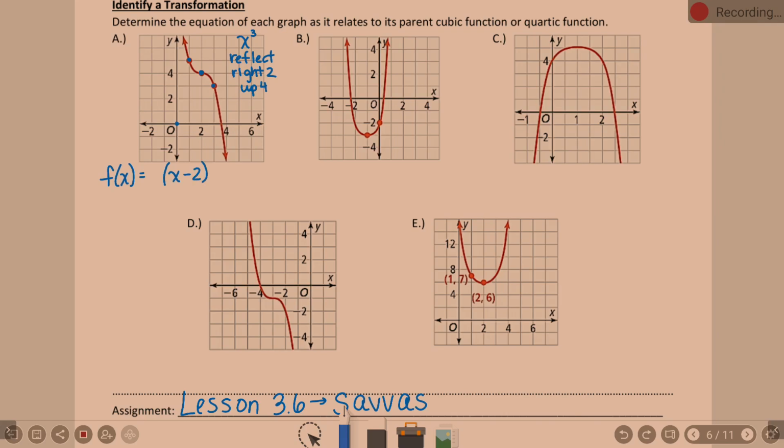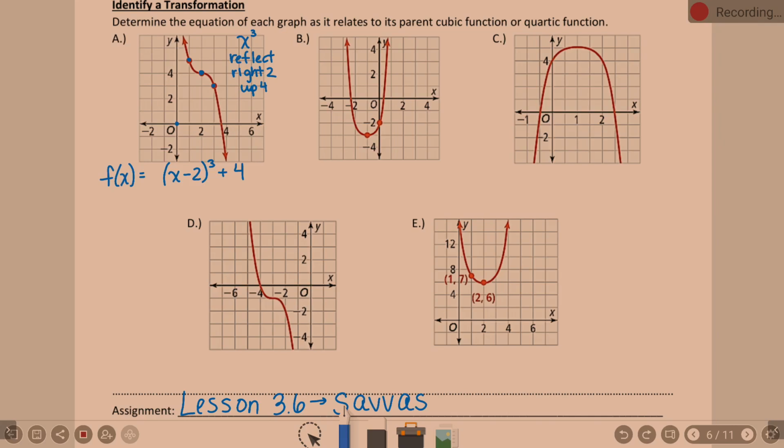What type of graph is this? This is an x cubed. Now, that cubed, because we had a left to right movement, it goes outside the parentheses, yes? Okay. How do we show an up 4? Up 4 is a plus 4 outside the parentheses.